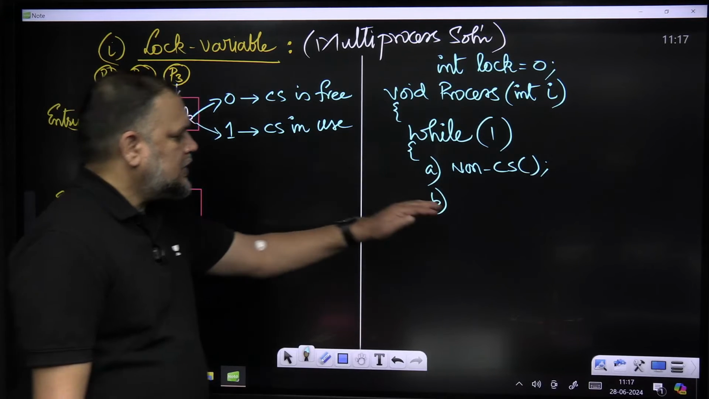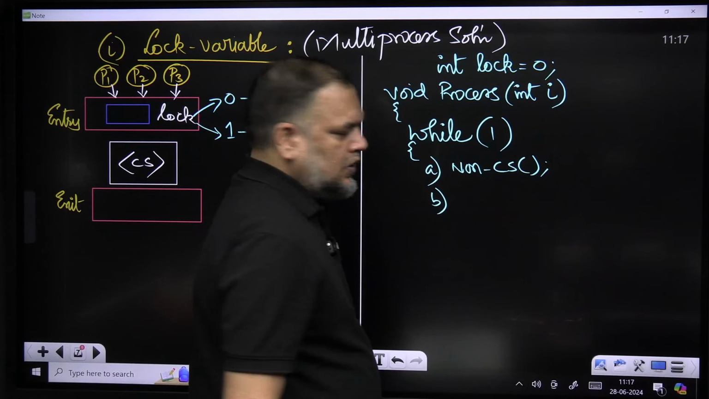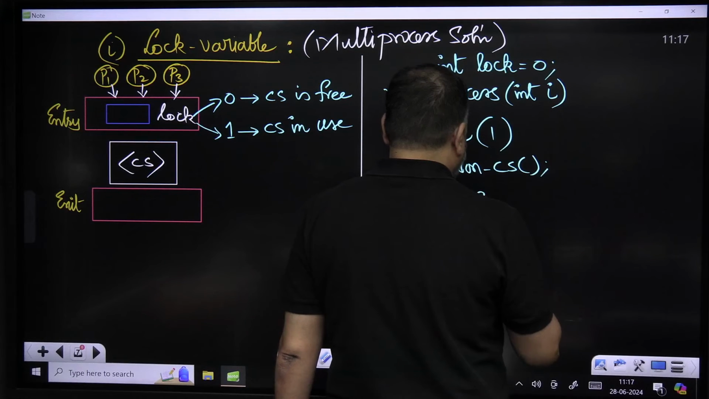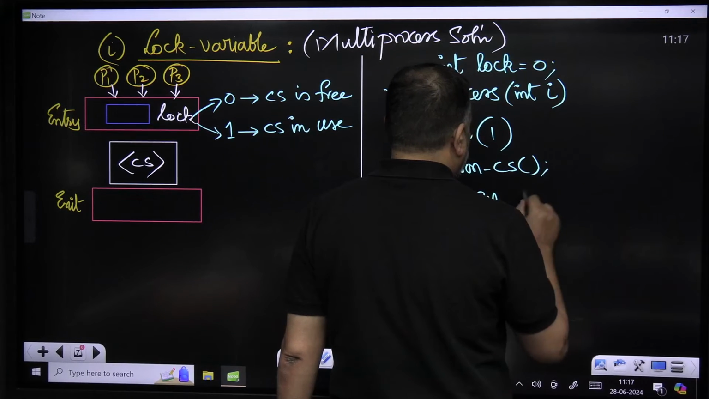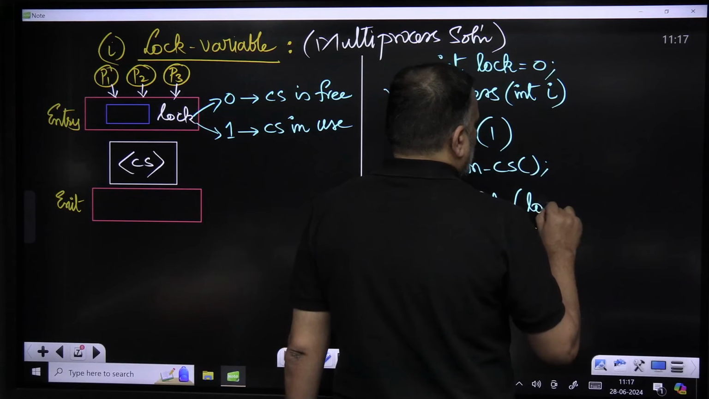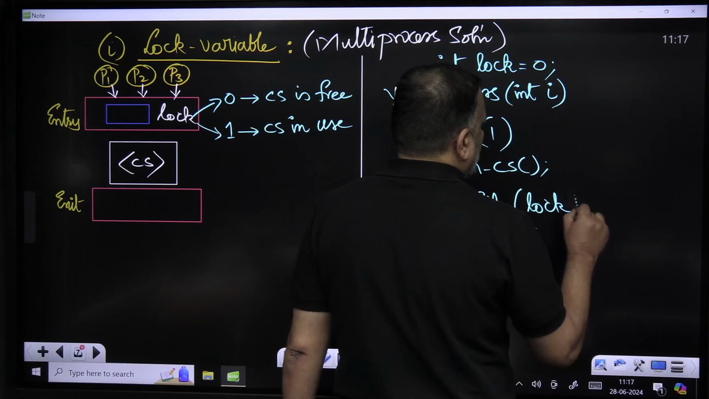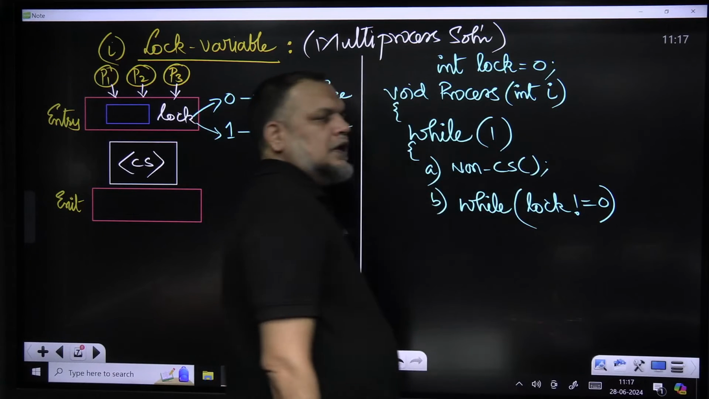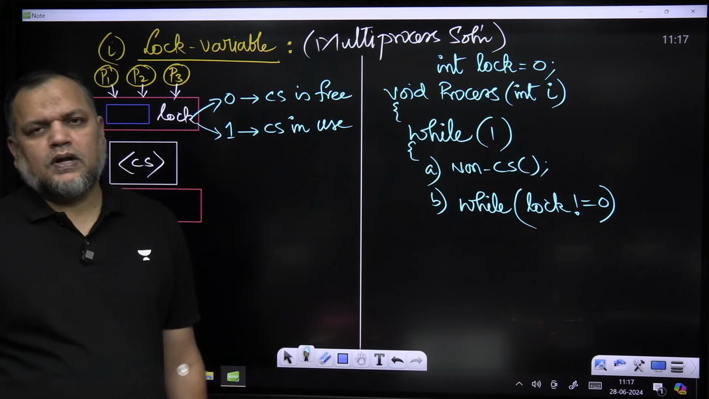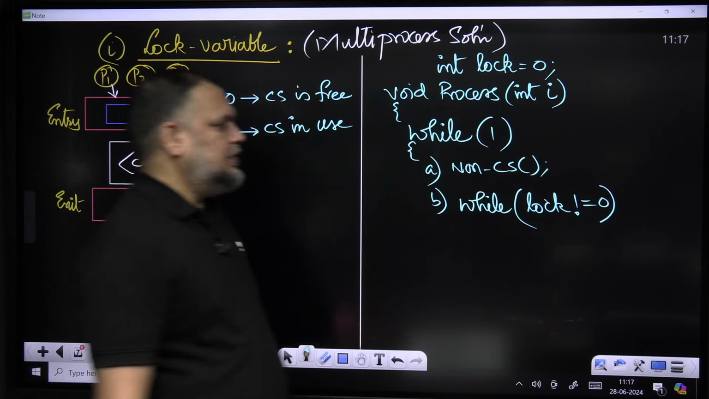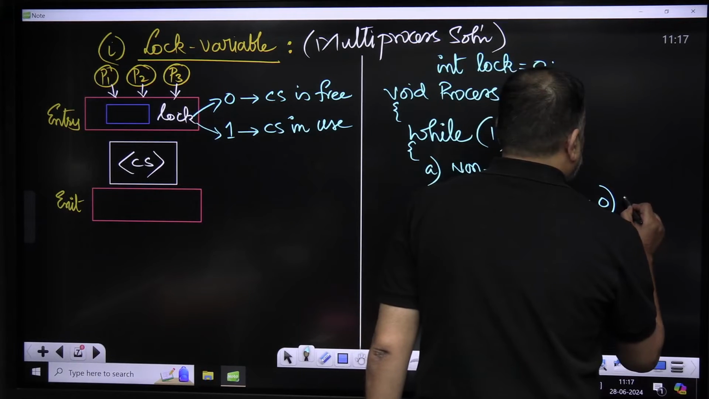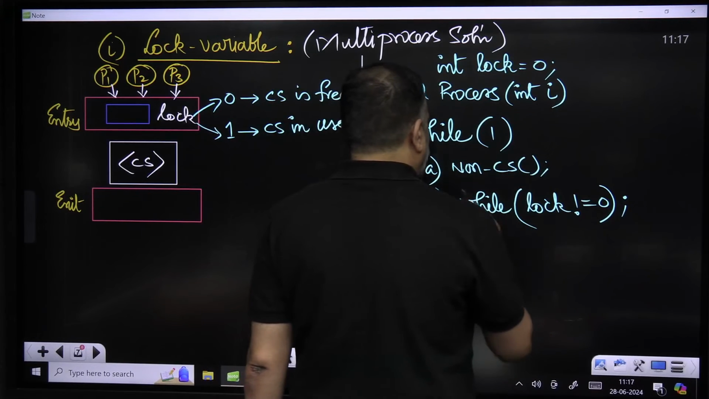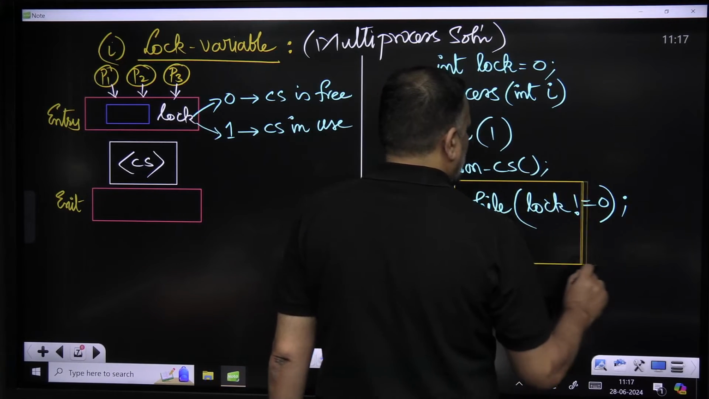Now the process may desire to enter the critical section. So what will we do? We have to define the entry section code. This is a busy waiting solution. I will have to take a while loop. So what will be the condition of the while loop? What is the condition for the process to busy wait? While lock is not equal to 0. Not equal to 0 means 1. Lock is 1. If lock is 1, the process has to wait, busy wait. So I put do nothing, a null statement, and the process keeps on busy waiting. This is the busy waiting condition.